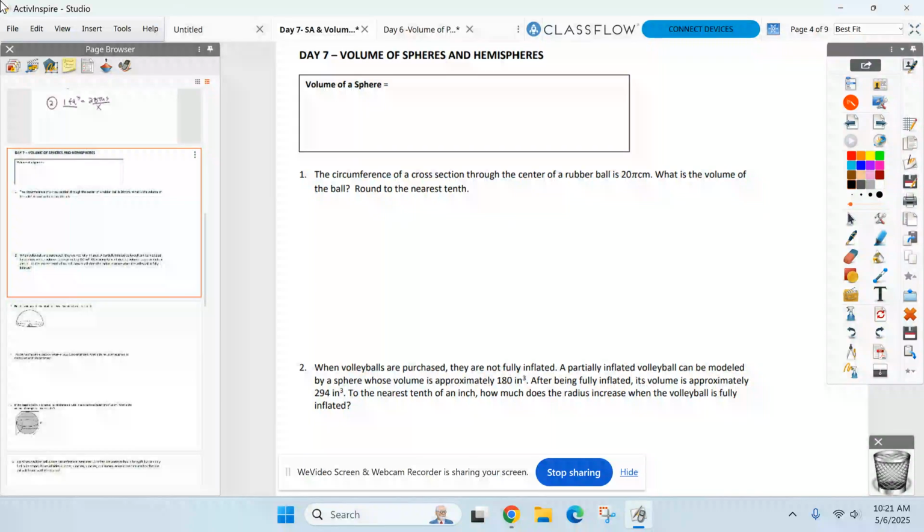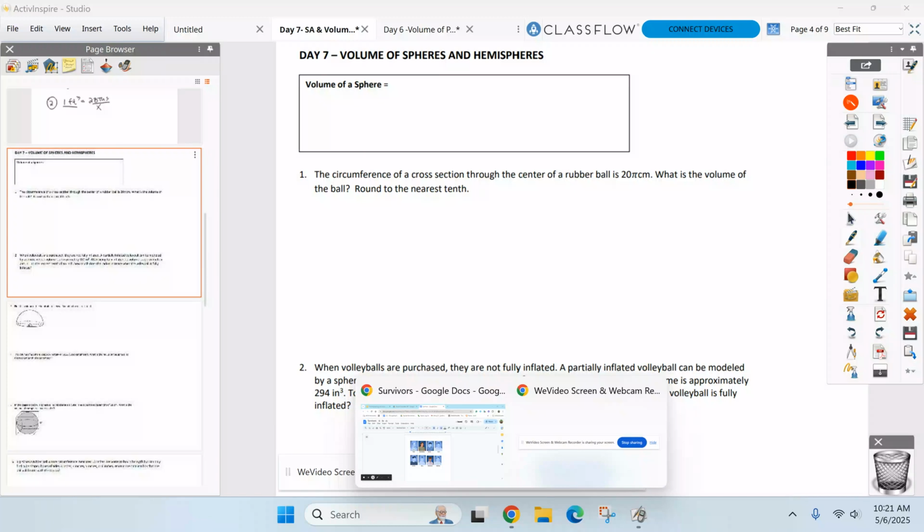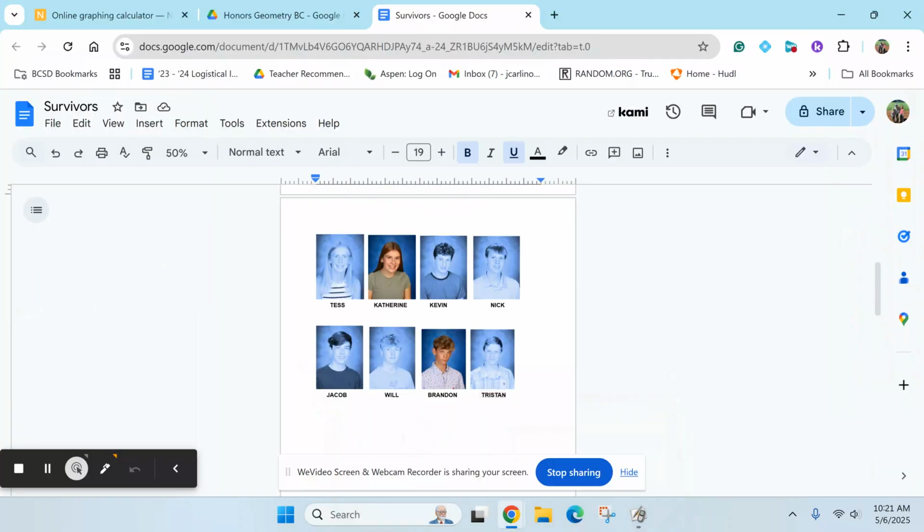All right, let's start it off. Volume of a sphere according to your formula sheet, which you'll get next week on your quiz or on your test. You will get that next week.